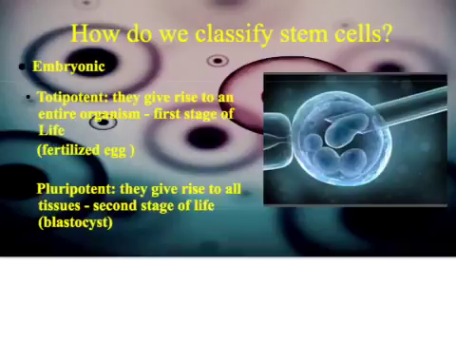Beginning with embryonic stem cells, we find totipotent stem cells are the most versatile types of cell. They can give rise to all kinds of tissues and even to an entire functional organism. They are found in the first 4 days of life of a human being. Pluripotent stem cells can give rise to all types of cells, but not to an entire functional organism. They can be found in a blastocyst.